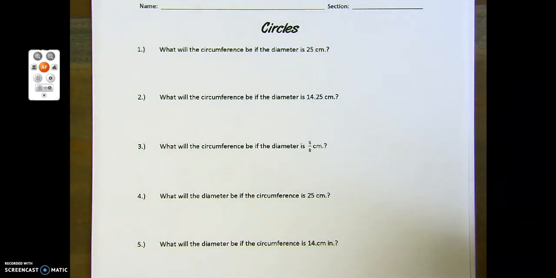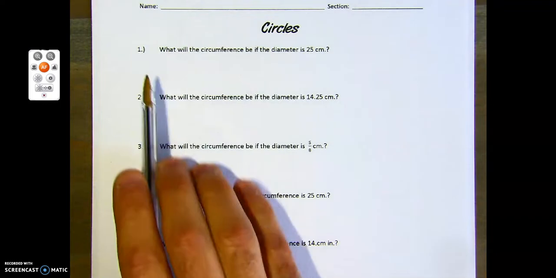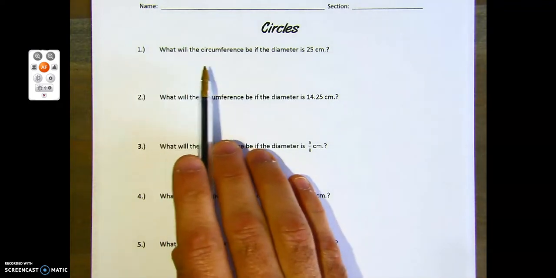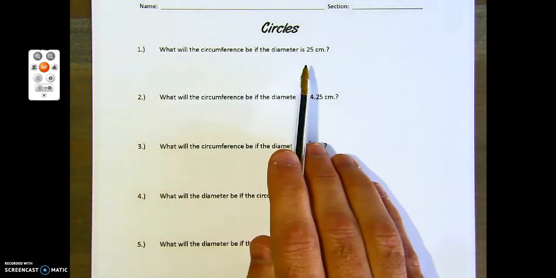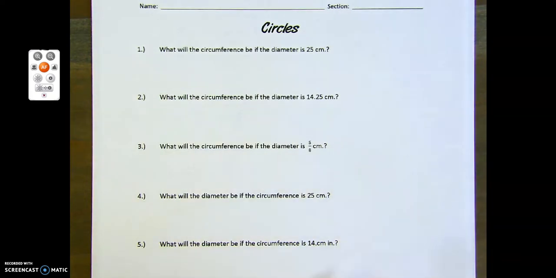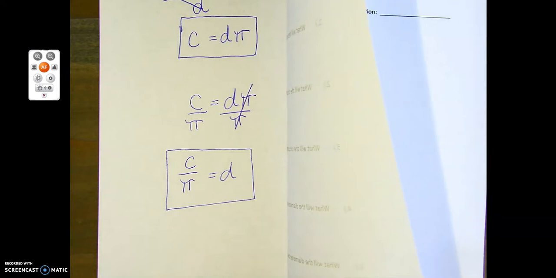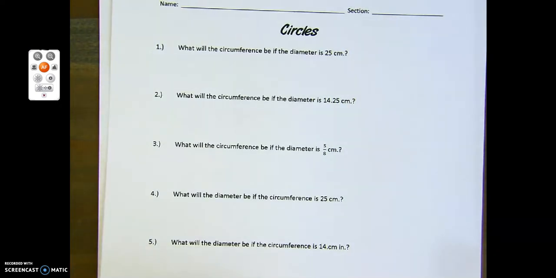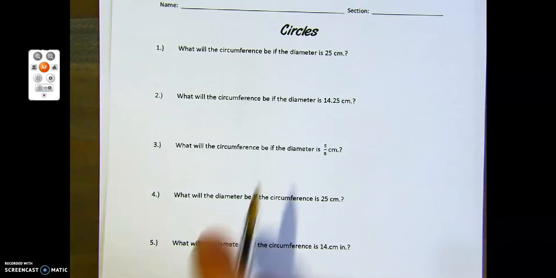So the first thing I'd like you to do is write down the rule, and then I want you to show me the substitution, that's step 2, and then I want you to give me the answer, which is step 3. So for example, number 1 says, what will the circumference be if the diameter is 25 centimeters? Alright, so it doesn't matter which one of these 2 formulas that we use. Let's find out what we're given. It looks like we're given the diameter.